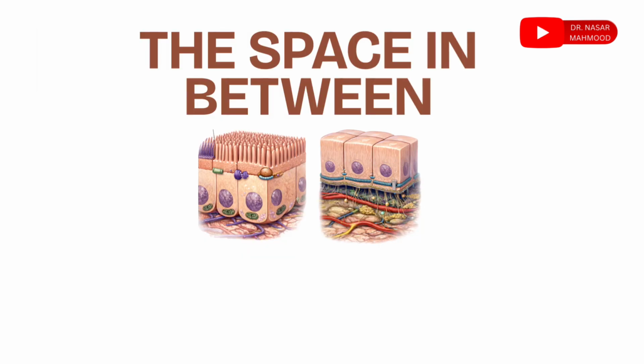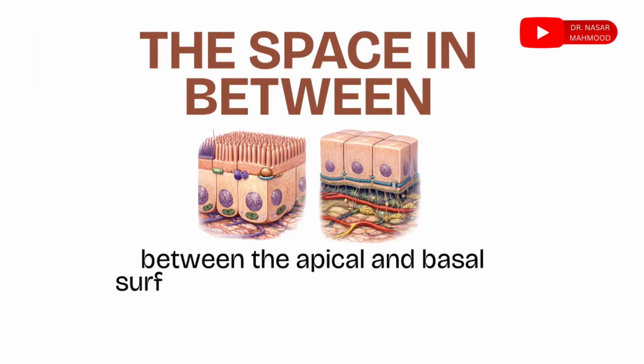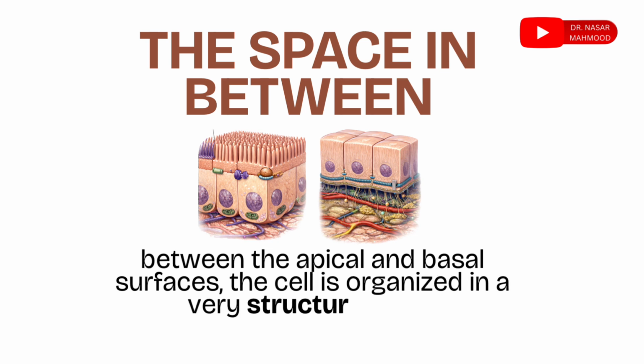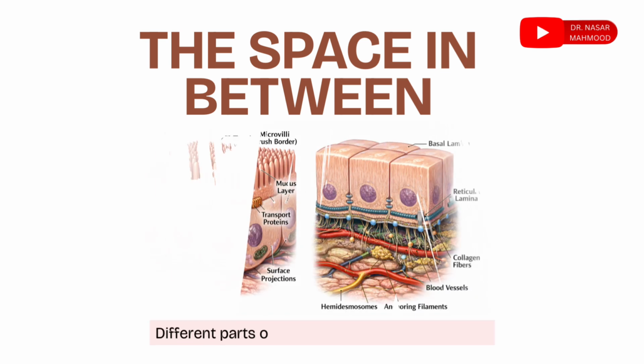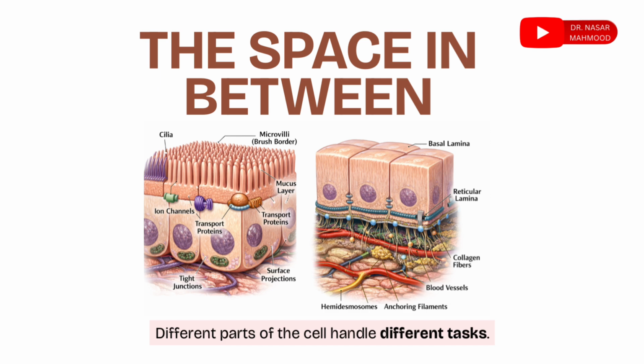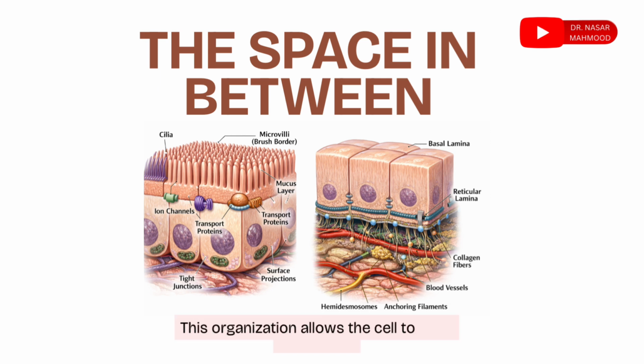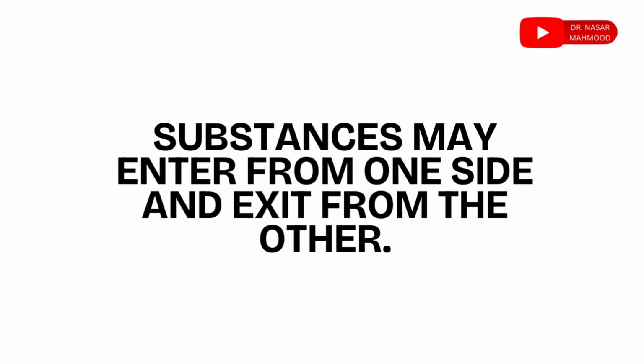So the space in between. Between the apical and basal surfaces, the cell is organized in a very structured way. Different parts of the cell handle different tasks. This organization allows for the cell to work very effectively. For example, substances may enter from one side and then exit from the other.